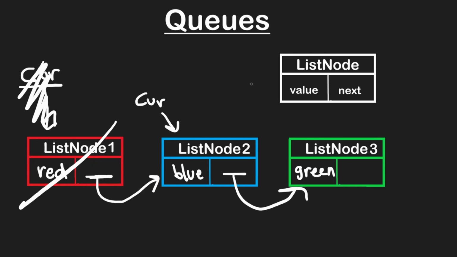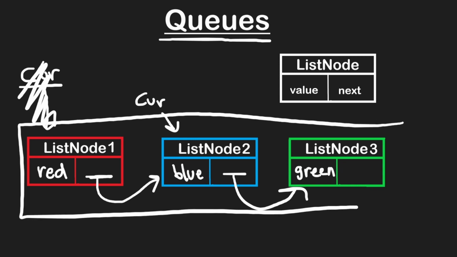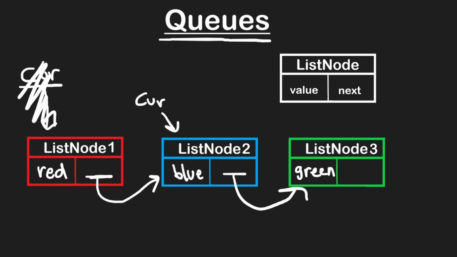But I do want to mention that technically it is possible to implement queues with arrays, but it can get a lot more complicated. It's much more simple to implement them with linked lists. Queues are a very commonly used data structure and we'll continue to use them throughout this course.